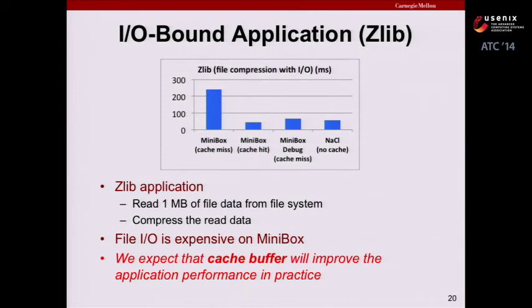How to solve it? To solve it, we add a cache buffer in the isolated environment to cache the data. In the condition that all the data is cached in the isolated environment, which means that there's a cache hit, the overhead is dramatically reduced, as shown in this figure. Thus, we can get the conclusion that though file I/O is very expensive on MiniBox, we expect that the cache buffer inside the isolated environment will improve the application performance in practice.